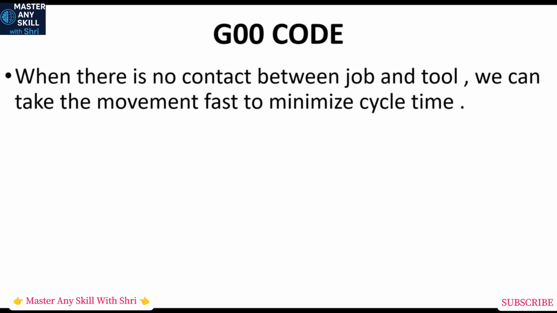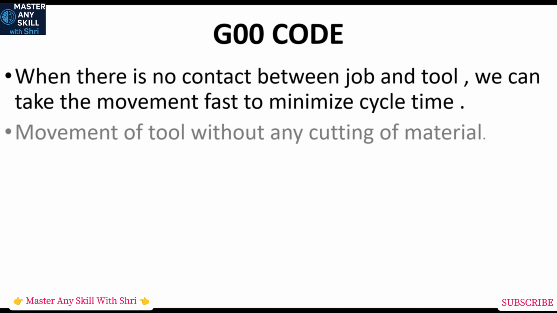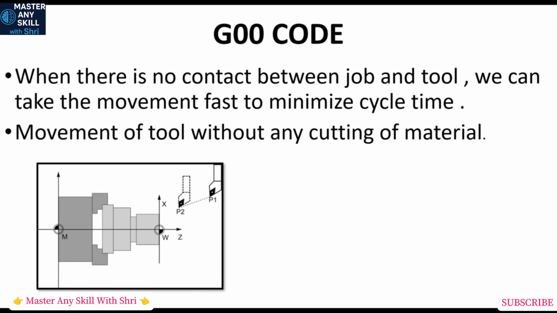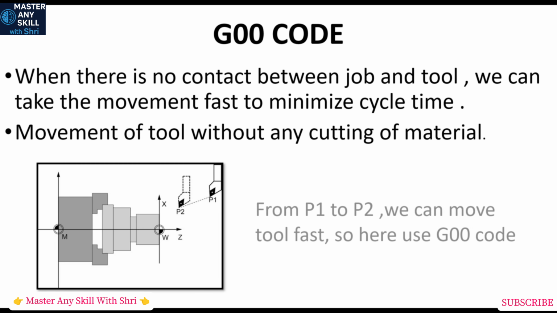So our first code is G00. So whenever tool is not cutting any material, at that time we have to move that tool fastly. So as you can see here, from P1 to P2, tool is not cutting any material. So here during P1 to P2, we can move tool fastly. So here use G00 code. So remember, if tool is not cutting any material at that time, we have to move tool fastly.